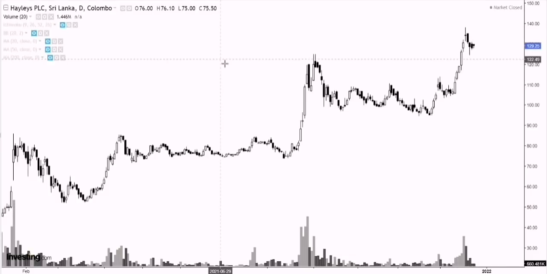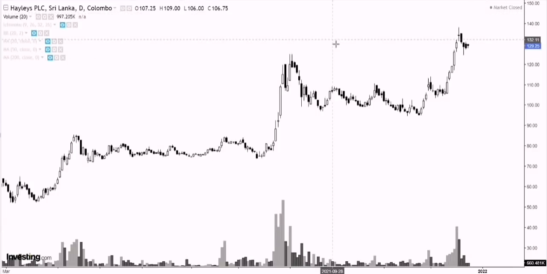Alright, hi guys. So today we'll be looking at Hayleys and RCL. A lot of people requested RCL, so that's the reason I'm looking at it today. Tomorrow we'll most likely do LWL, and a lot of people wanted Haymas Holdings, ticker symbol HHL. So we'll be looking at those two tomorrow. For today, let's get into it.